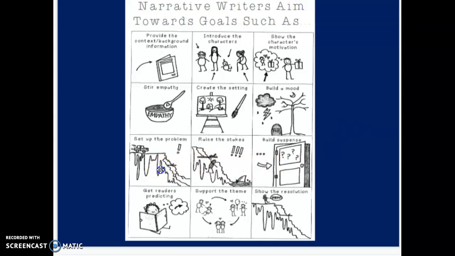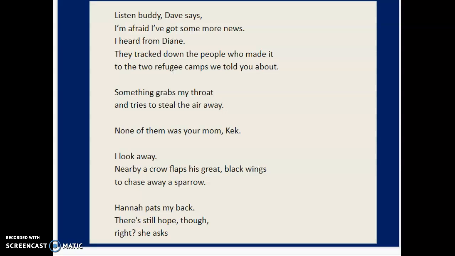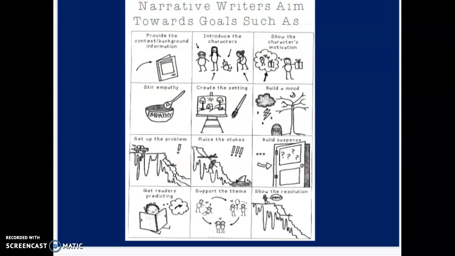Some of you might think about it setting up a problem. If we go back to that text, it's the problem that Keck's mom has still not been found. There was a lot of hope that Keck's mom would be at one of those refugee camps, maybe just at a different location than Keck. But by her not being in two of those camps that they talked about, it's more of a problem now for Keck because the chances of his mom being found alive are getting smaller and smaller.